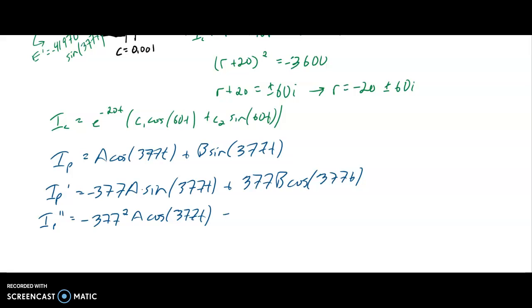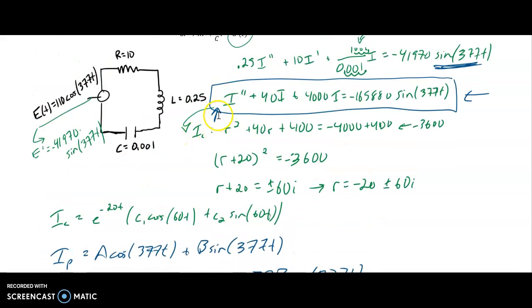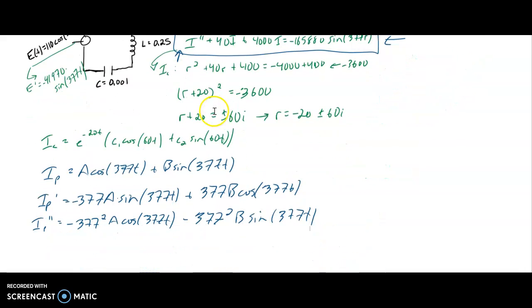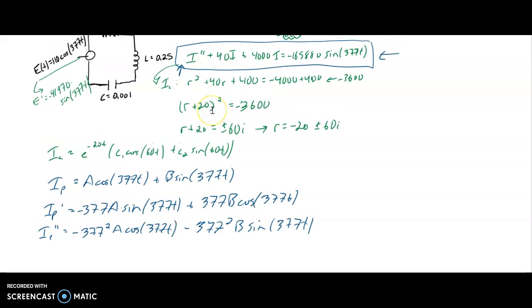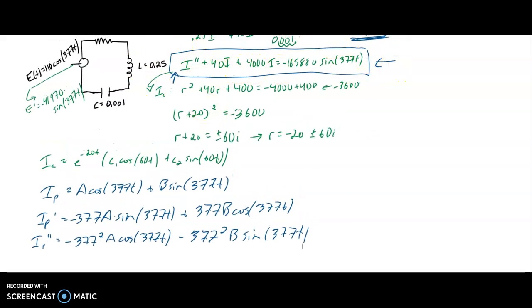Plus, all right, sorry, this is minus now finally, minus, again, 377 squared b sine of 377t. So now that I have these derivatives, we need to go and plug them into the equation that I circled in blue up here at the top, right there. So we'll switch colors again.